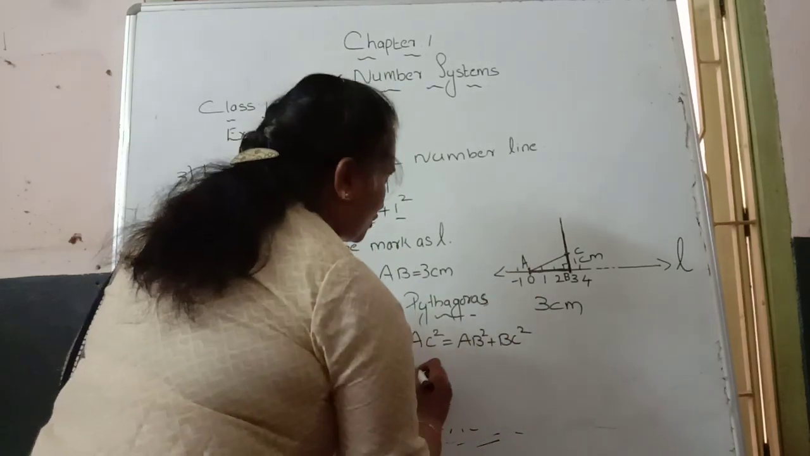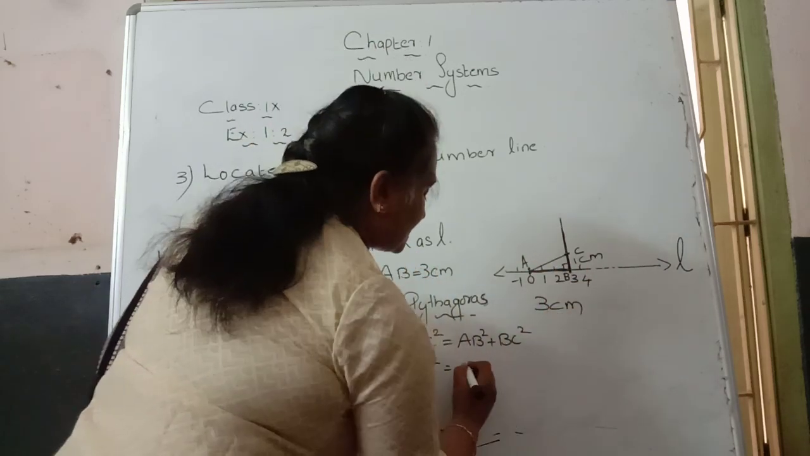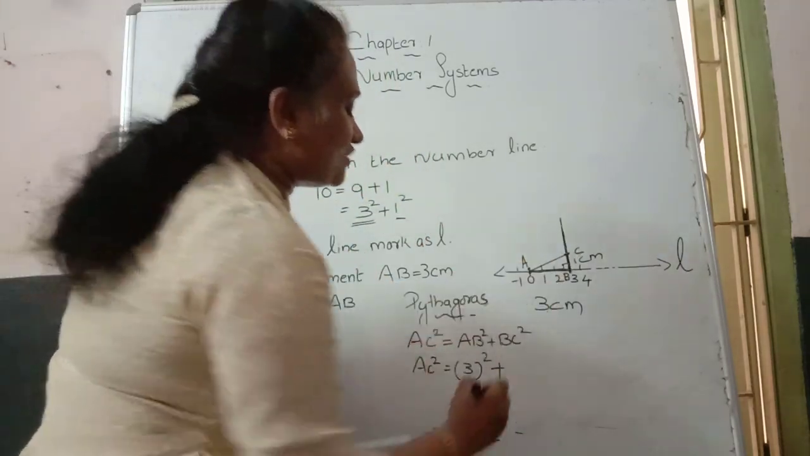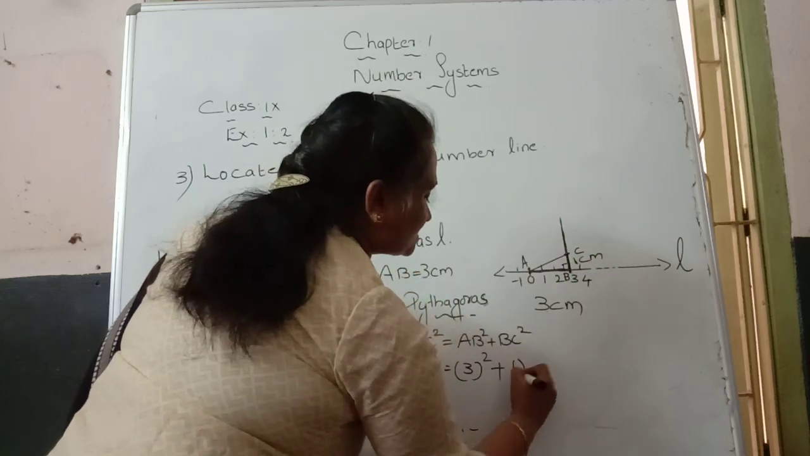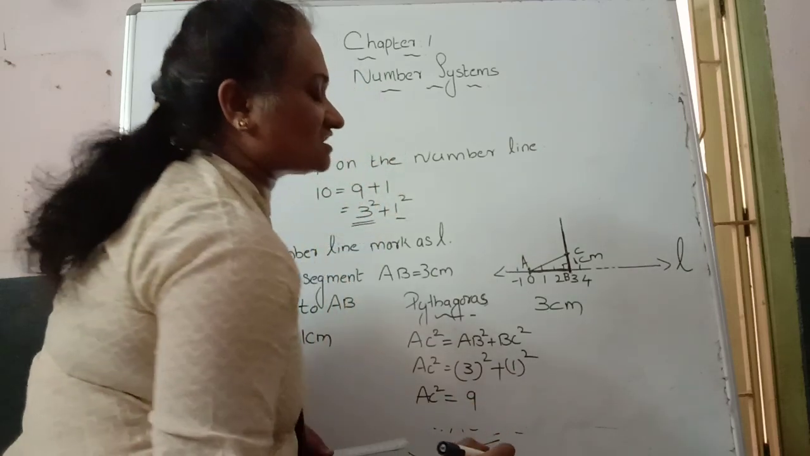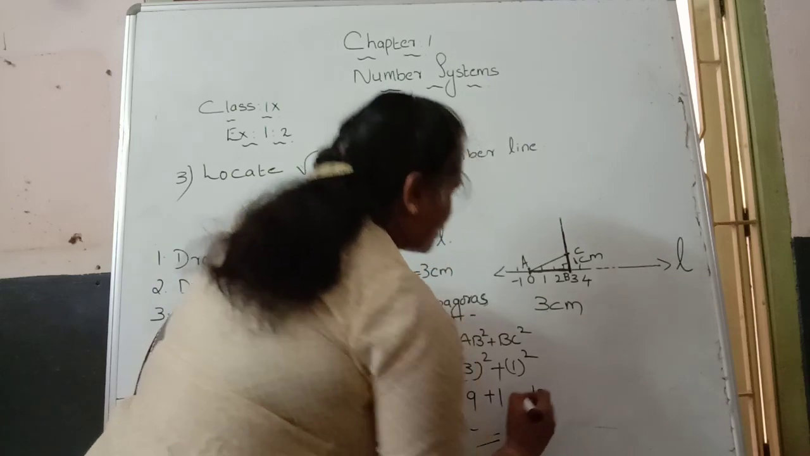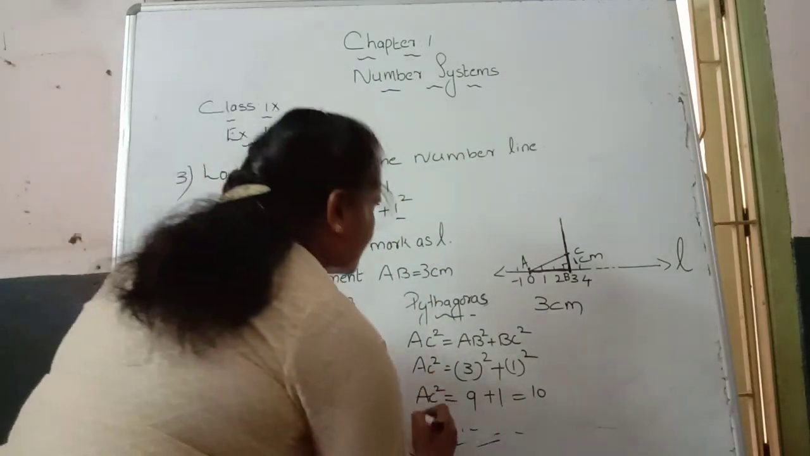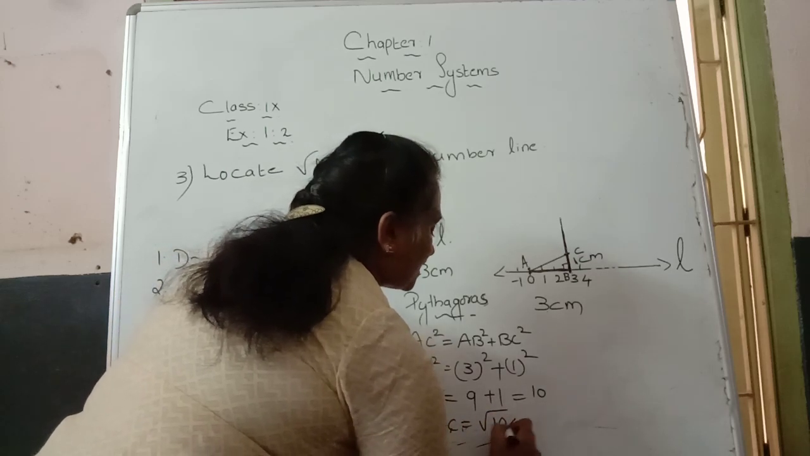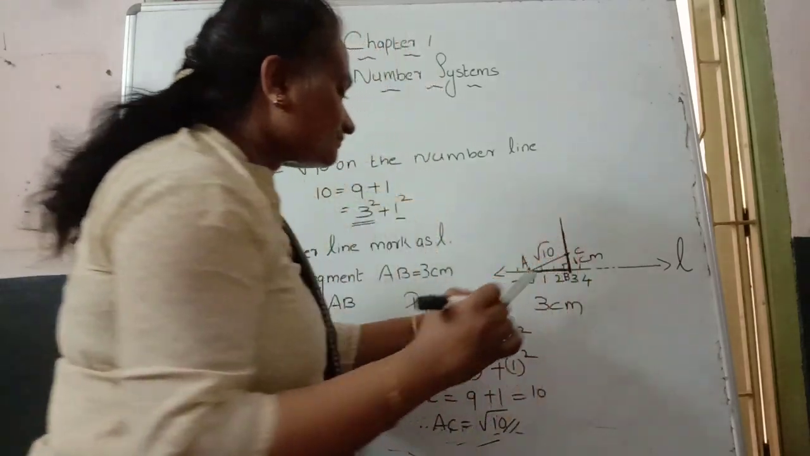The AC value we don't know; we want to find the AC value. The AB value is the A to B distance, 3, but as a square is there, it is 3 square. The BC distance is 1 centimeter, so 1 square. Then the calculation: 3 square is 3 threes are 9, and 1 square is 1. 9 plus 1 becomes 10. AC square becomes 10. Therefore AC is equal to the square root of 10. So the A to C distance we got is root 10.